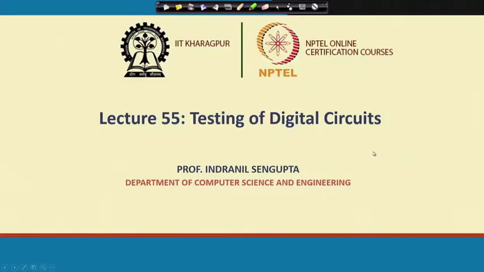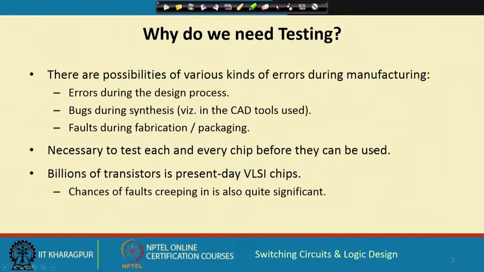How to test it? Because during the process of manufacturing or fabrication or prototyping, there can be so many different kinds of errors that can creep in. So, a very important step in the entire design cycle is how to test the manufactured hardware. So, the topic of today's lecture is testing of digital circuits. Okay. So, let us first try to motivate ourselves and understand why we need testing.